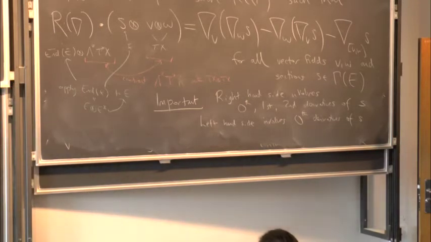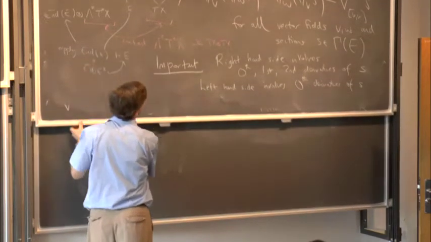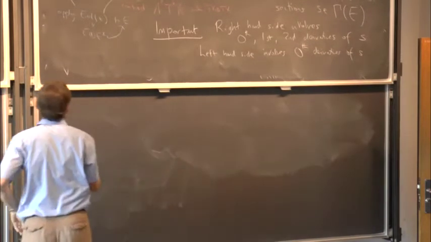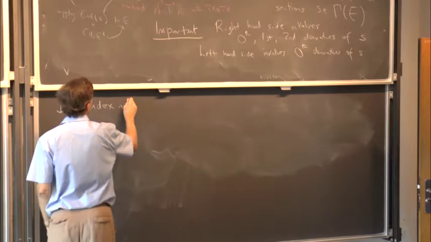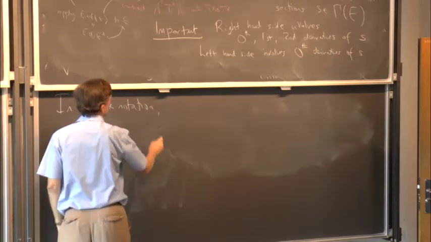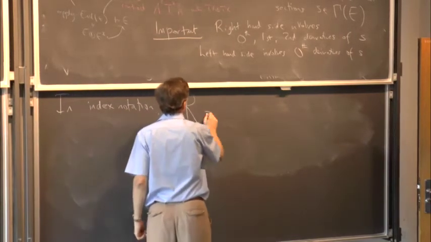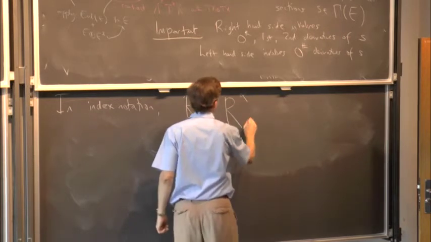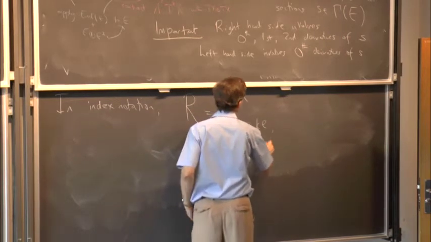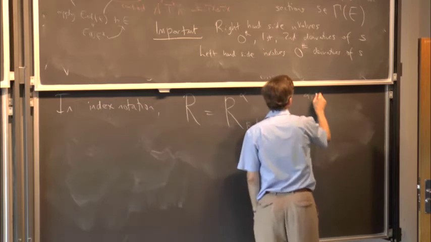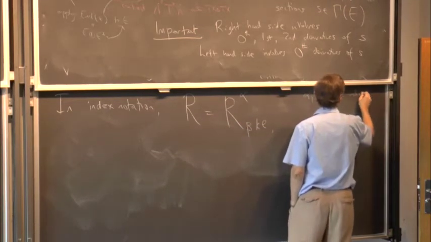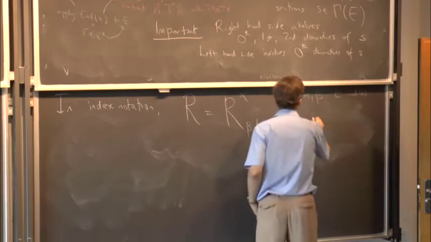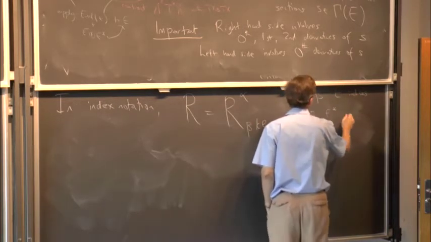Okay, so in index notation, I'd write R as R^α_{βkl}, where the α and the β are E indices. Well, the β is really an E star, as it's lower.